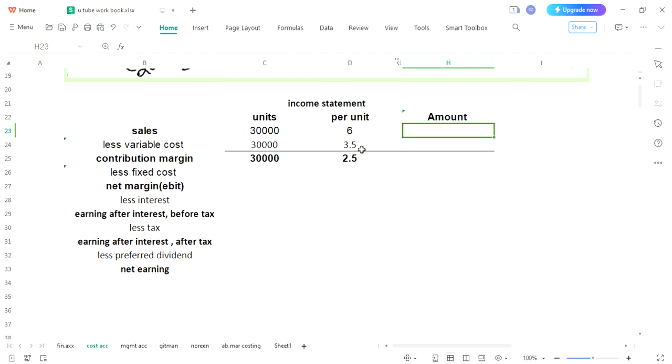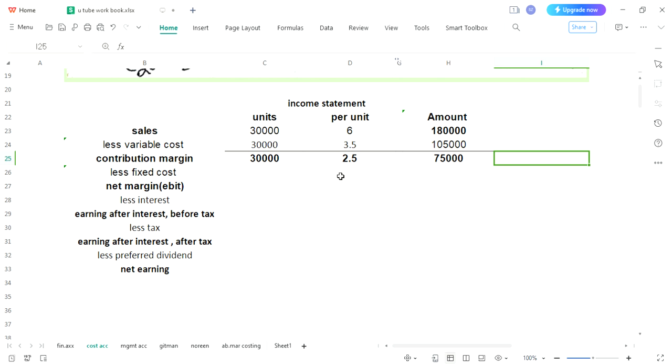Next is to calculate the amount, which is the product of units and per unit. Units here are 30,000 and you multiply by the per unit sale price, which is 6. Next is to calculate your variable cost, which is the product of units and per unit: 30,000 multiplied by 3.5. So we have got our variable cost. Now you can calculate your contribution margin. Simply multiply units of 30,000 by the per unit contribution margin of 2.5, and we have got the contribution margin.